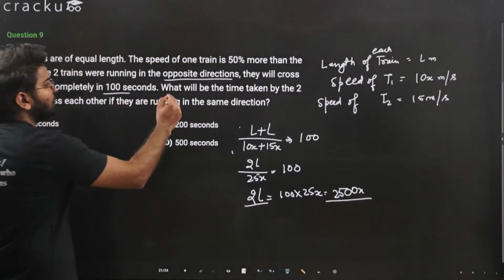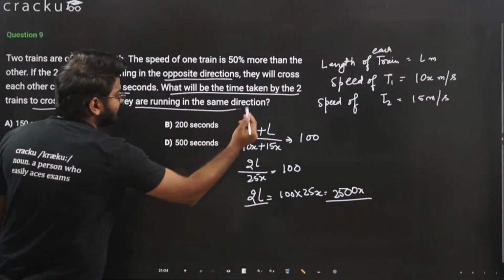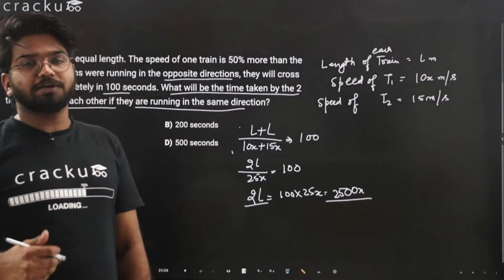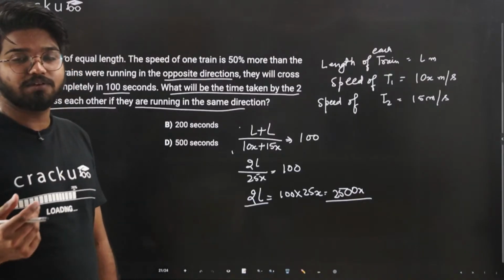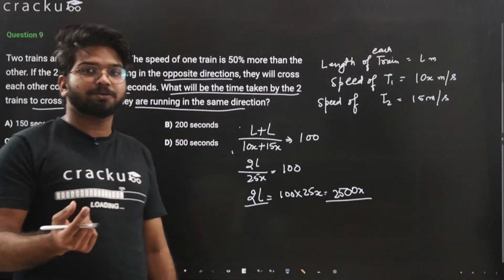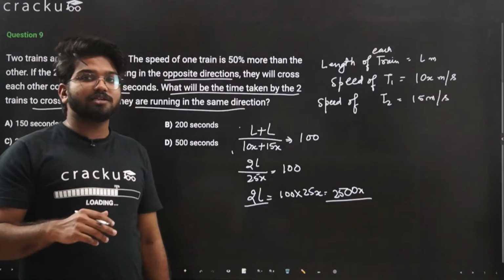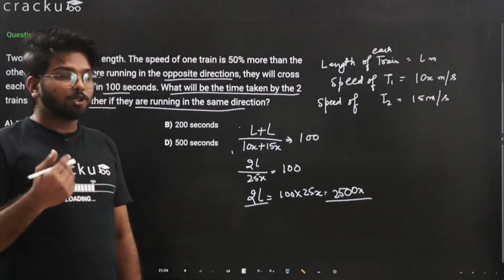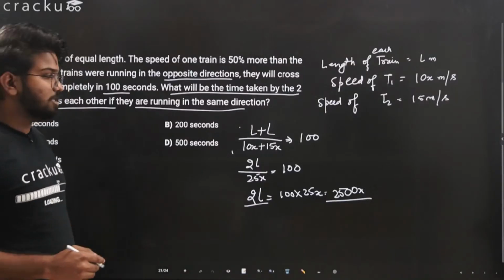Now what will be the time taken by the two trains to cross each other if running in the same direction? Same concept. In the first case, they were moving in opposite directions, so the relative speed in that case is the sum of their speeds. In the second case, they are moving in the same direction, so the relative speed is the difference of their speeds.